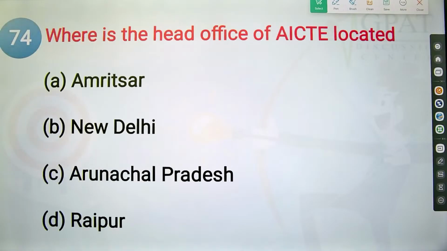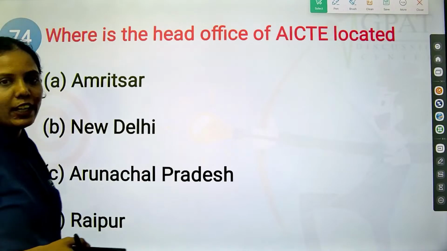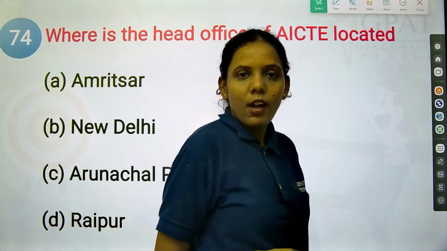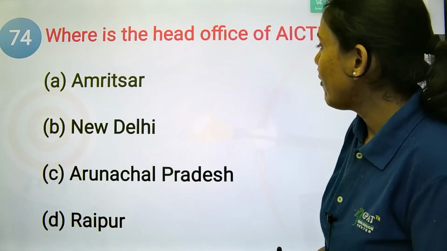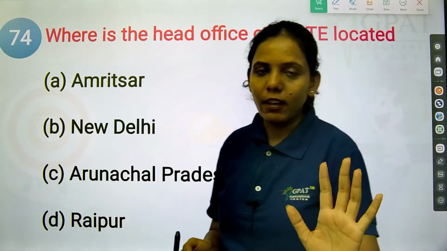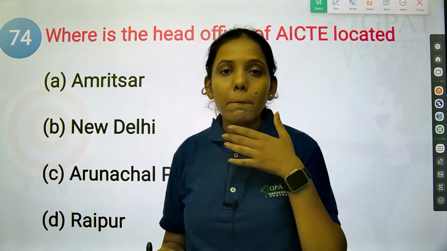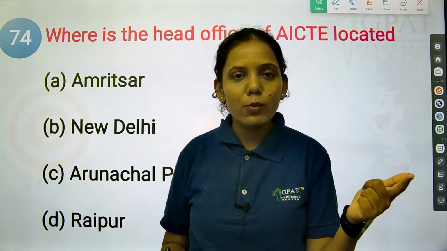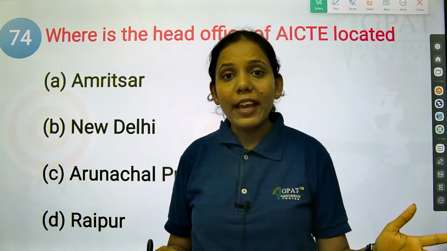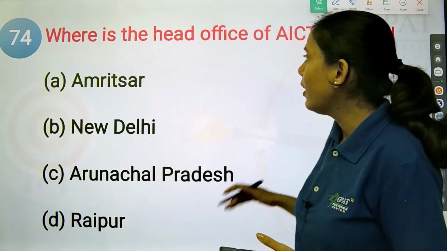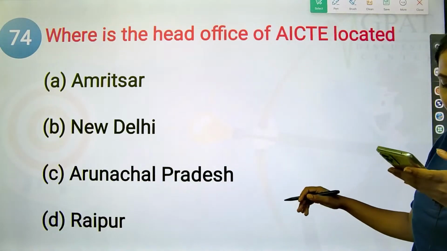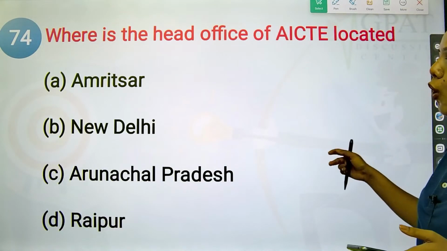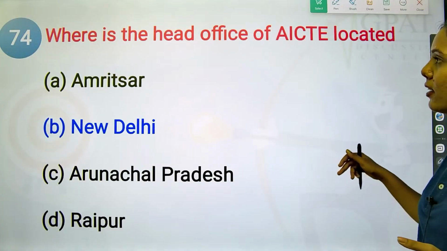The next is, where is the head office of AICTE located? Just now I told you. Wherever you see India related thing, BIS or CDSCO, CDSCO is related to India, or AICTE, the head office is located in India. Sorry, New Delhi. Okay. So option B, New Delhi is the right answer.